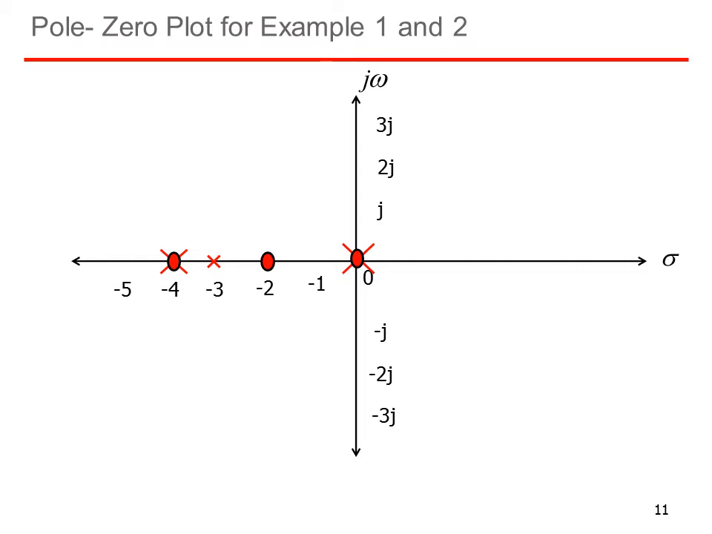Here is the pole zero plot of example 1 and 2. In example 1 and 2 we have taken a similar transfer function. Here the zeros are represented by circles at 0, -2, -4 and the poles are represented by crosses at 0, -2, -4. Sorry, 0, -3, -4. So this is the representation of the pole zero plot.